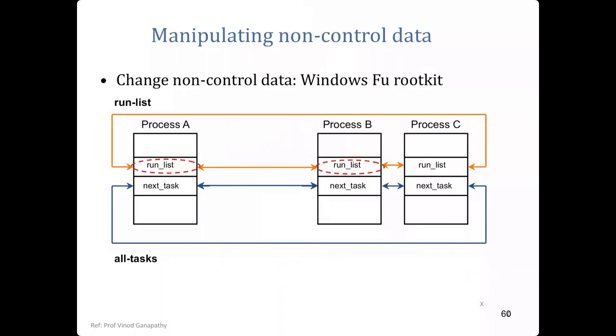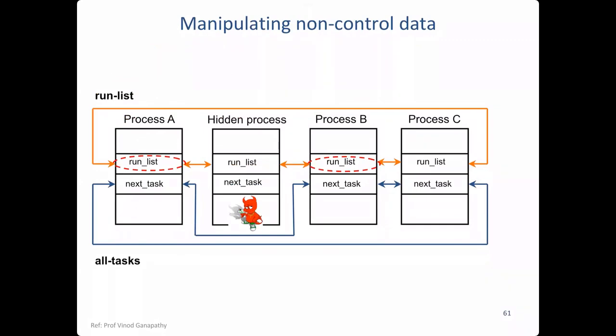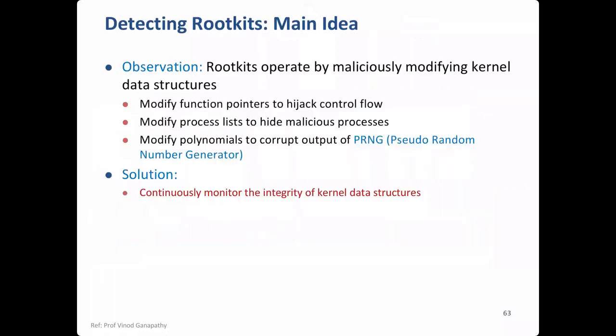Okay. Similarly, normally in a system there are a number of processes which are runnable, and these are in a data structure, a linked list or run list, right? So this is a normal run list, and now malicious software has to insert a process into it, right? So it can change this data structure and insert a process. So this can be done.